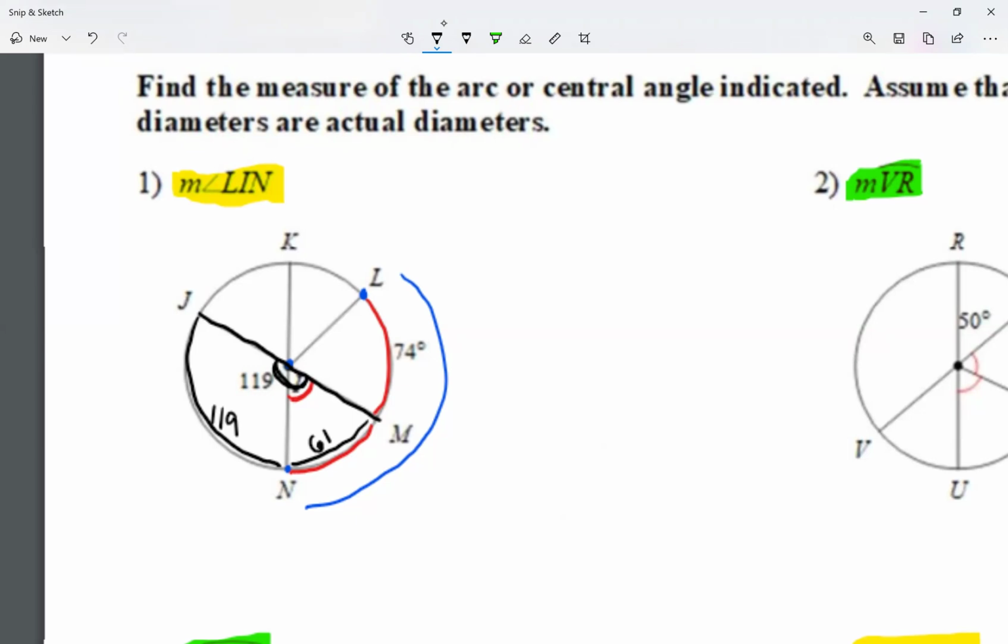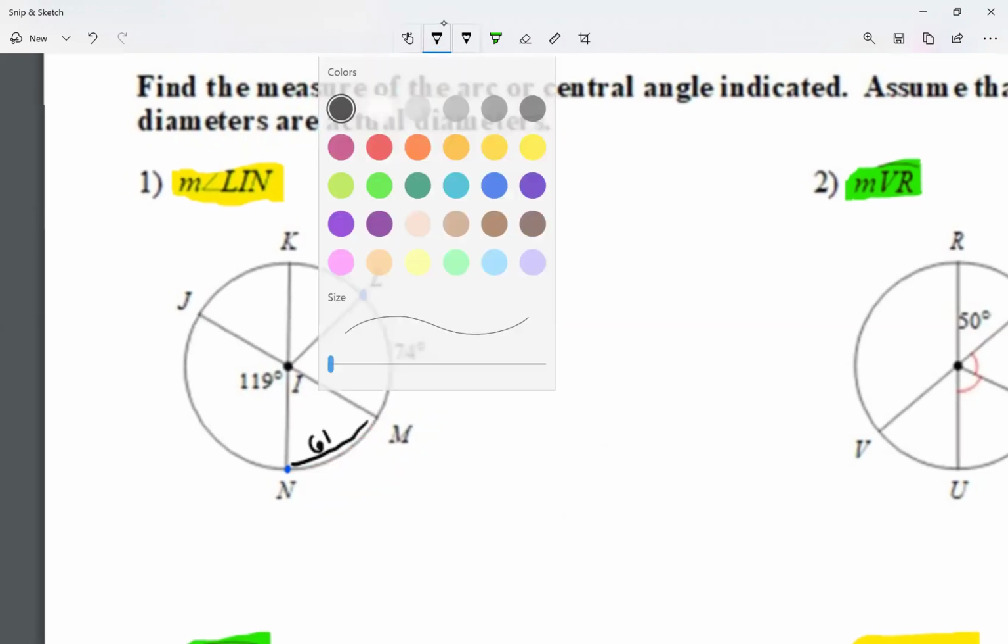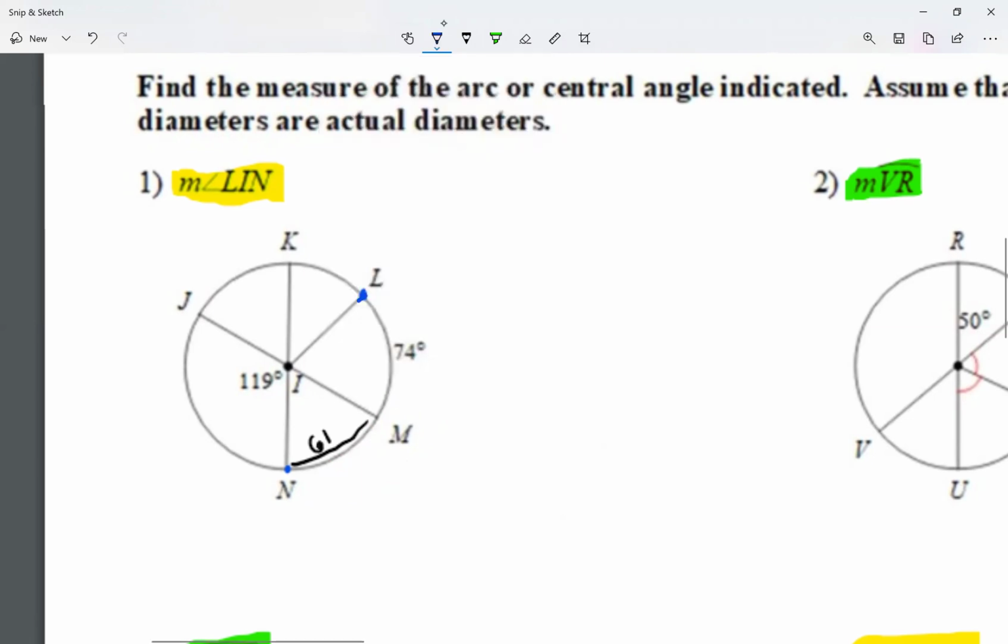So coming back to the angle that I needed, let me erase a few things here. Let's go in blue. I'm looking for this angle, right? LIN. I'm looking for this angle. And I said it is equal to this arc. Part of my arc is 74. I'm going to highlight it again. This is 74. The other part is 61 because we just figured that out.